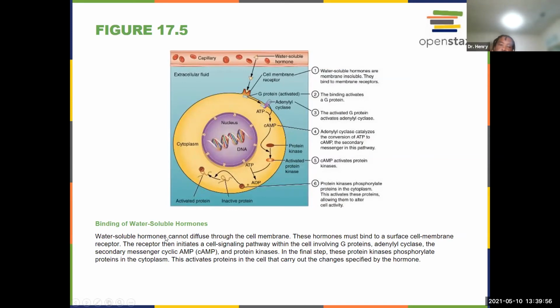Now, the binding of water soluble hormones. These guys are going to be in the bloodstream. They're going to get to the extracellular fluid, and there they're going to bind to a cell membrane receptor. That membrane receptor is going to activate a G protein. That G protein is going to activate adenylyl cyclase, which is going to convert ATP to cyclic AMP. Cyclic AMP acts as a marker for protein kinase to be activated. Protein kinase takes the ATP, removes one of those phosphates and puts it on the protein that was inactive to activate it, and then that protein is able to do its job.